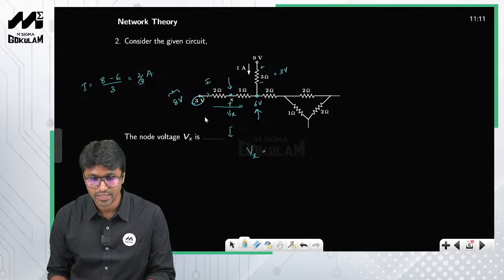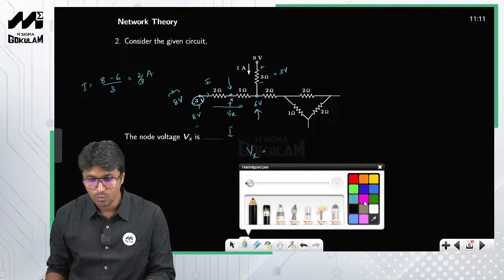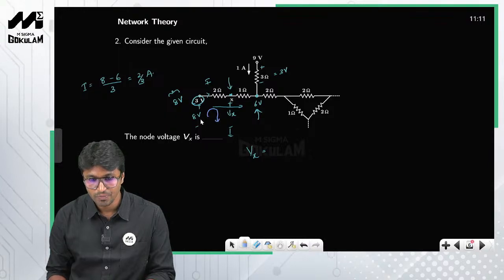So therefore this is Vx. So this is nothing but 8 volts. Now if you write KVL within this particular loop, what is it that you get? So apply KVL in this particular loop. So you start with 8 and look at this one.